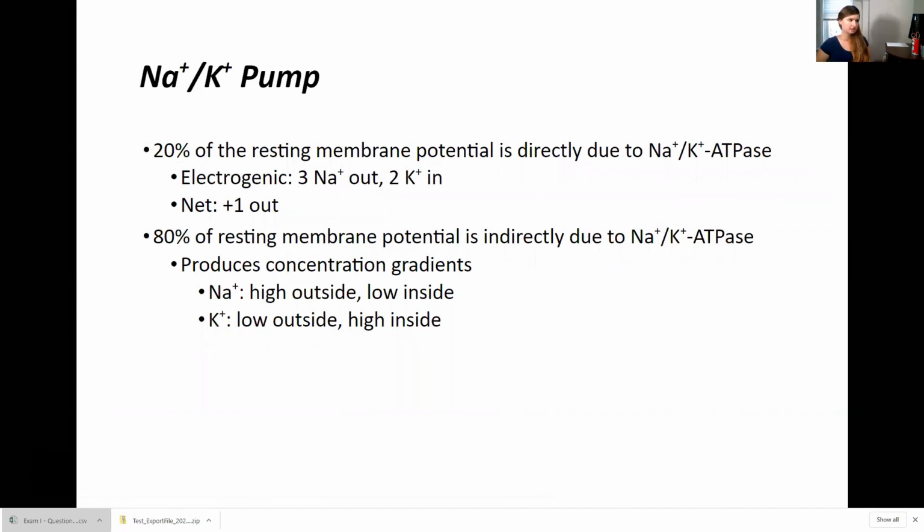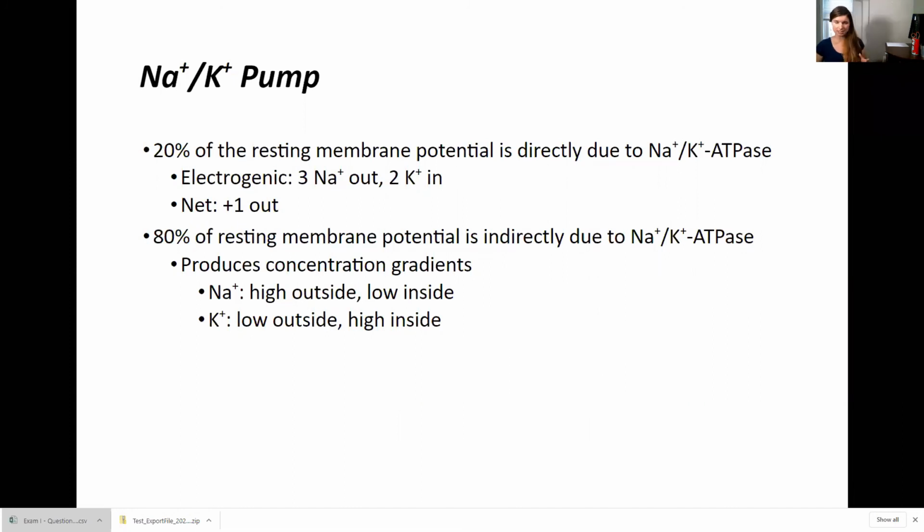So 20% of the resting membrane potential is directly due to the sodium potassium pump. So we were drawing our cell, we were drawing that sodium and potassium ATPase, just another word for the sodium potassium pump. It's just emphasizing that this is primary transport, right? Because it's telling us it's an enzyme that breaks down ATP, which is telling us that we're breaking down ATP for energy. Same thing, just another term. So 20% of our resting membrane potential is directly due to that pump.